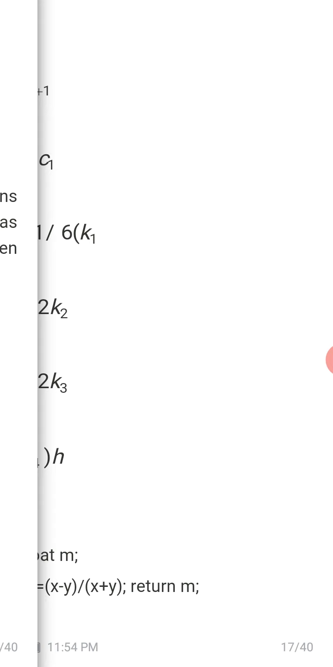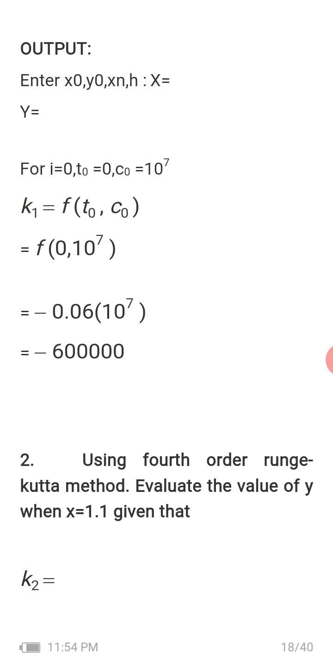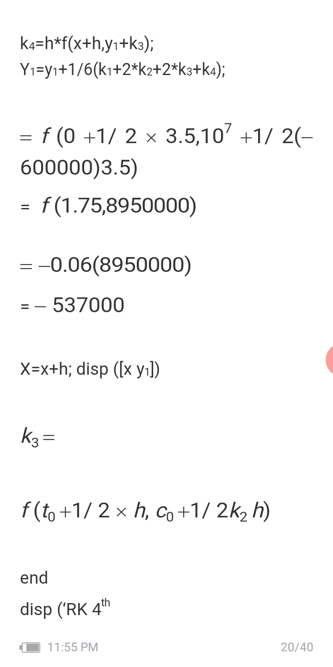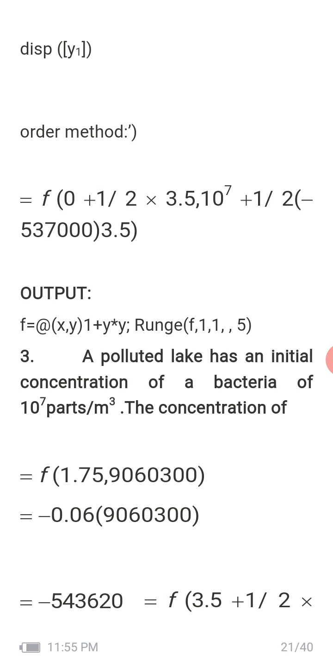Then finally we get the values. The output is this one. Finally we get the answer. Same method, second problem. We can get the values of k1, k2, k3 and k4. Then substitute all those values in the formula. We can get the y1 value. Same process we continue. We can get this.